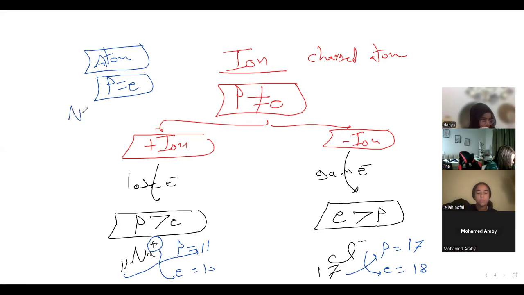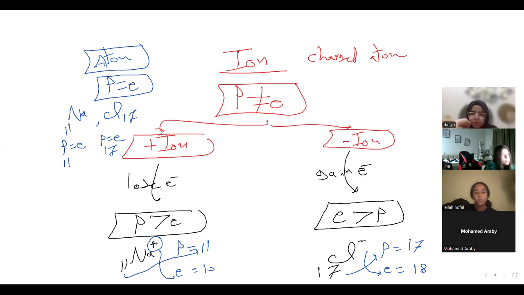Like Na or Cl. Protons equal electrons equal 11. Protons equal electrons equal 17. There is no charge. In case of ion, protons are not equal to electrons. So we have positive ion or negative ion.